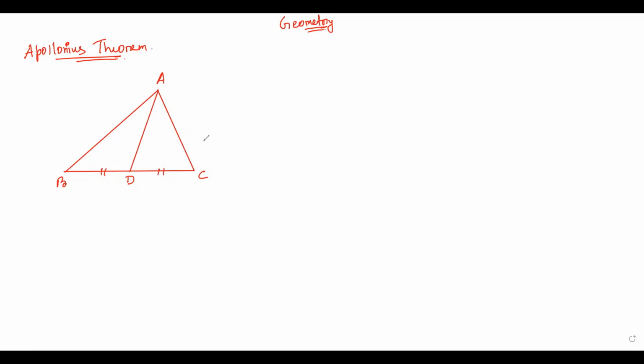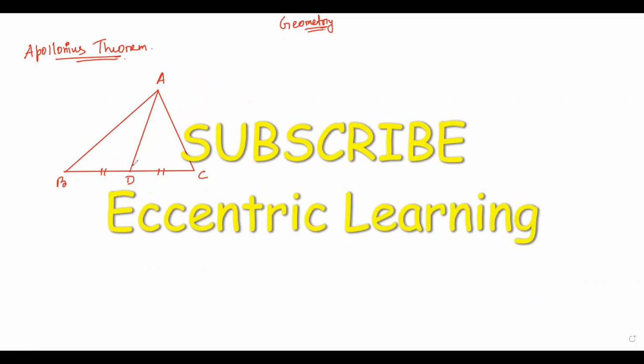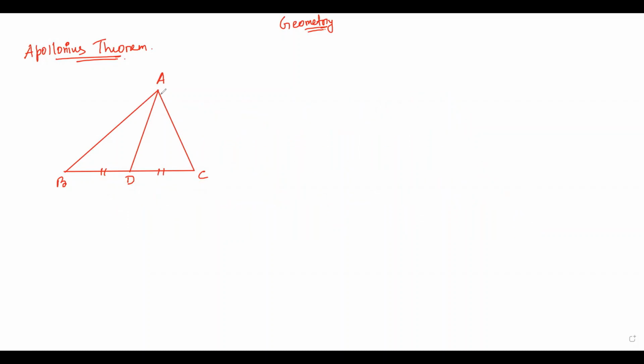Now, let us see what is Apollonius theorem. Apollonius theorem is a theorem which relates the length of a median of a triangle to the length of its sides. Suppose we have a triangle ABC such that AD is a median from the vertex A on the opposite side BC. Since D is the midpoint of the side BC, the length of BD would be equal to the length of DC.